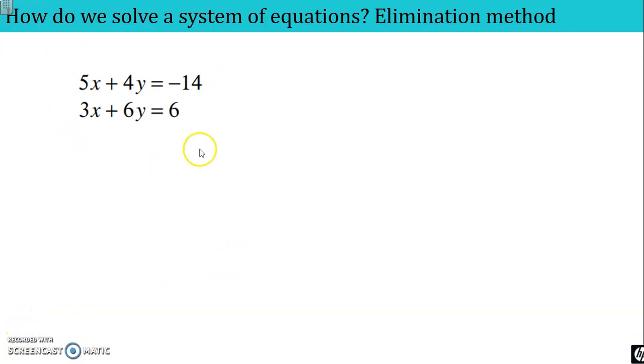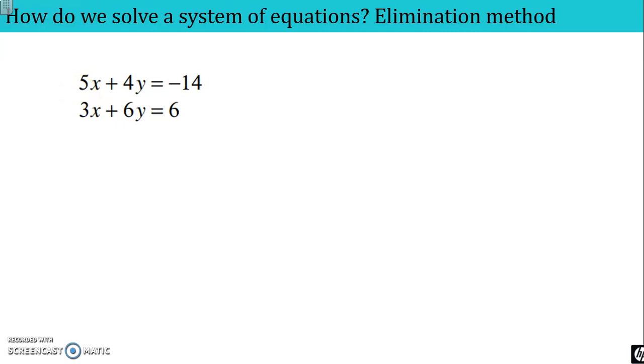So since our variables are already stacked in this problem, my first step is going to be to create opposite coefficients on one of the variables, either on the x's or on the y's. So I normally like to look at the coefficients in front of the x's and look at the coefficients in front of the y's and ask myself what number is divisible by both 6 and 4, or what number is divisible by both 3 and 5.